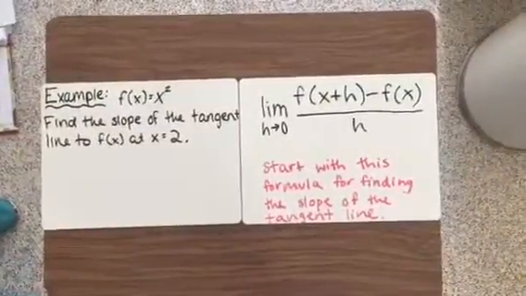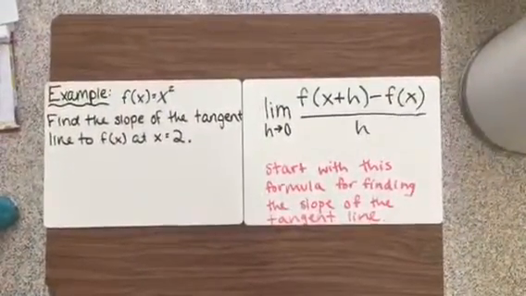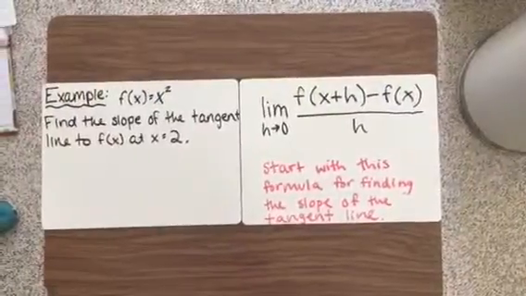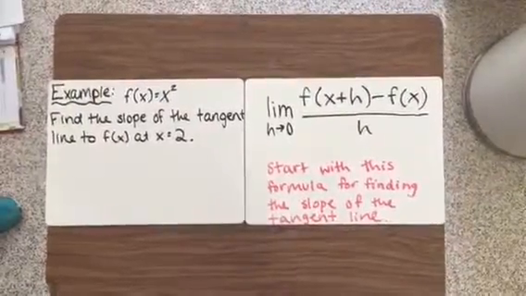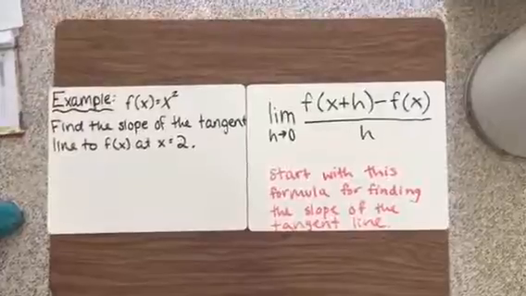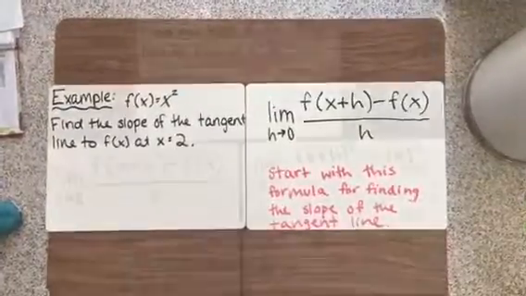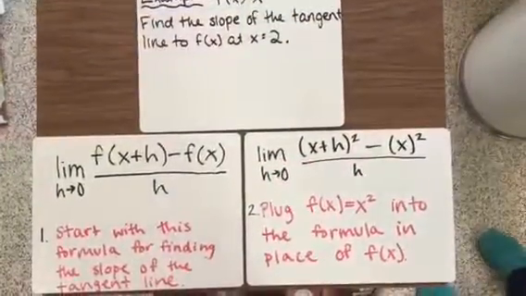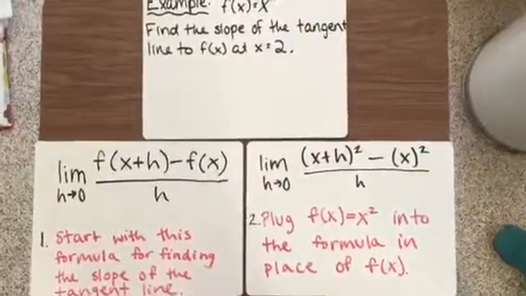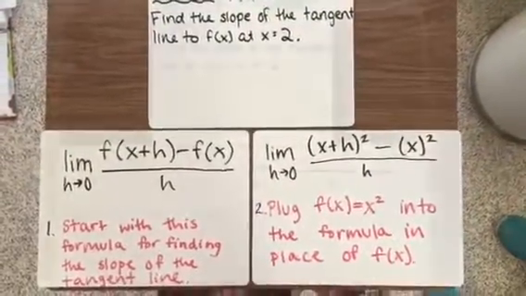In this example, you find the slope of the tangent line to f of x at x equals 2 for the equation f of x equals x squared. You start with the formula for finding the slope of the tangent line. Next, you plug f of x equals x squared into the formula in place of f of x.